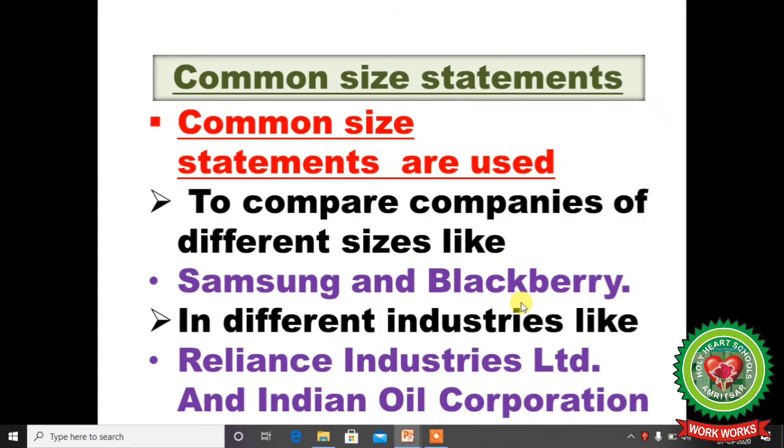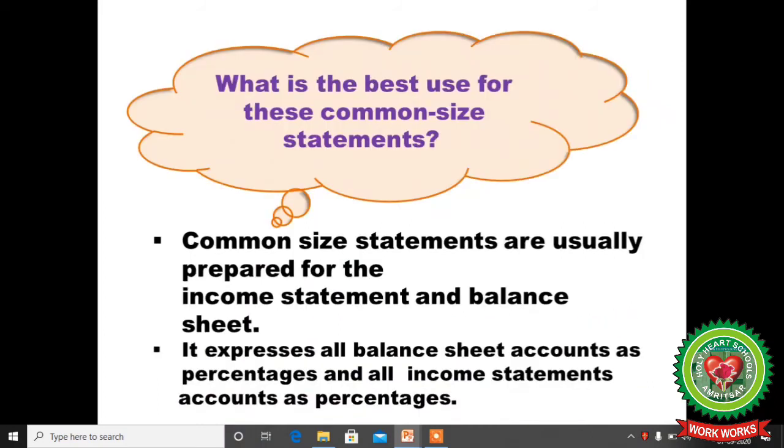Okay, if you want to know about the financial position of both companies, then common size statements help you a lot. In different industries, like Reliance Industries and Indian Oil Corporation, if you want to know the financial position, the revenues, and the sales, then it is only possible with the help of common size statements. Next, what is the best use of these common size statements?